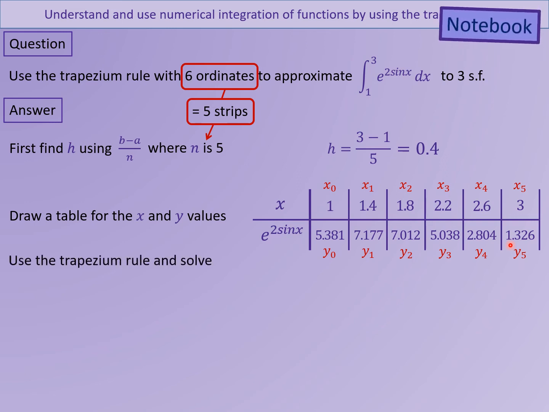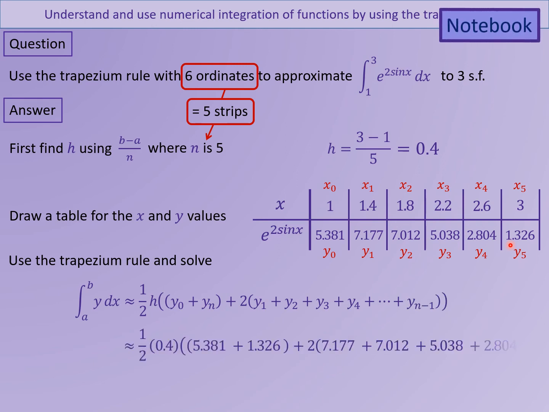So we can now use the trapezium rule from the formula book. Substituting in the values, we have a half h, so half of 0.4, multiplied by y0 plus yn, which are the 2 end values for y. They're the 2 that only appear once in the formula. And then 2 times the sum of each of the interior ordinates, so 2 times the sum of these 4 here. Don't forget to put enough brackets around to make sure that everything is then multiplied by the half h at the front. This should come out as 10.15.